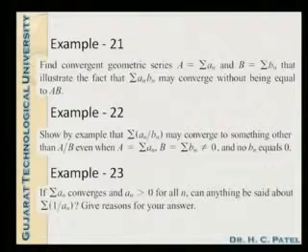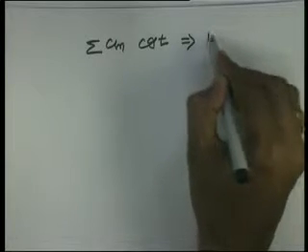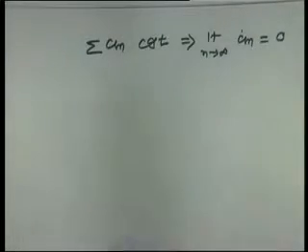The next example: if sigma an converges and an is positive for all n, can anything be said about sigma 1 upon an? So here, given that sigma an is convergent, and therefore the limit of the nth term is 0. What is the limit of 1 by an? See, here sigma an is convergent. This implies limit n tends to infinity an is equal to 0.